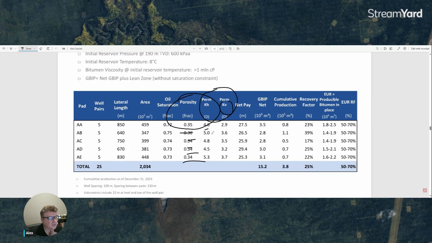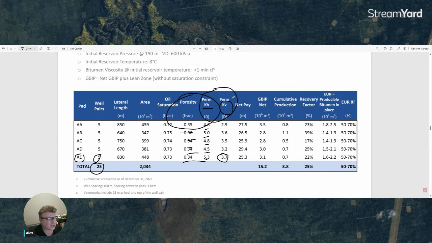So here in this case, we have 4.6, 5, 4.8, 4.5, and 5.3. The higher this number, the better it is. So the best, I guess, based on horizontal permeability here is PED AE, and based on vertical permeability it is also PED AE. But you also have to be mindful of the other 5 pads, each one of them with 5 well pairs, so a total of 25 well pairs on the asset.